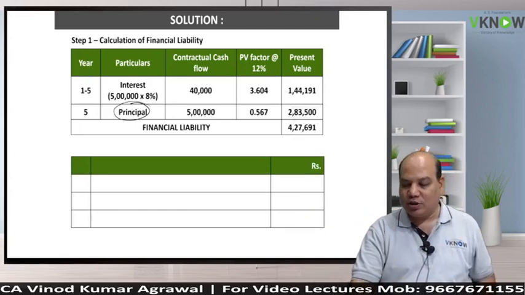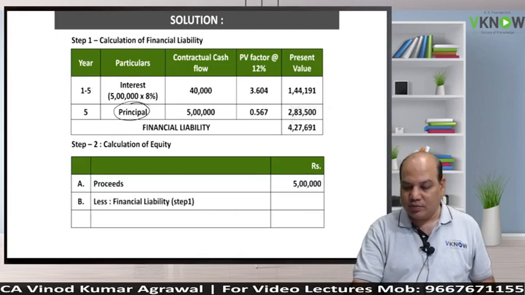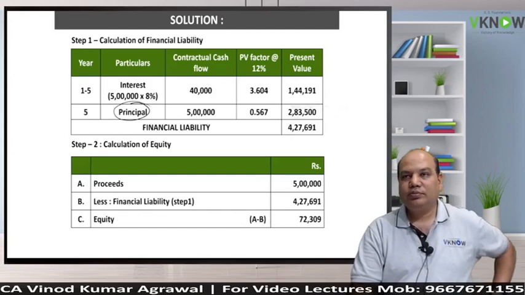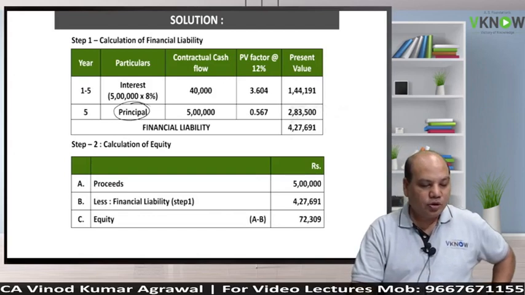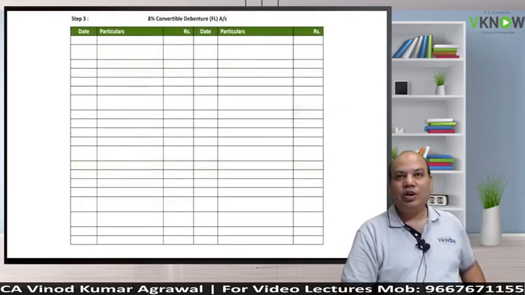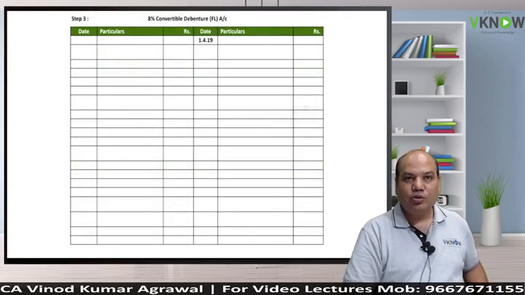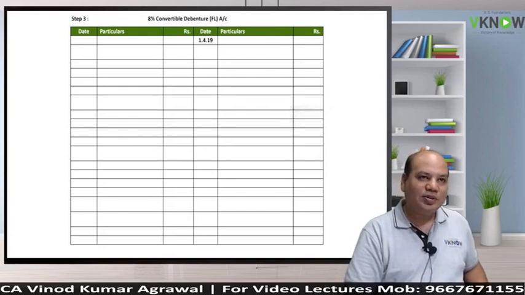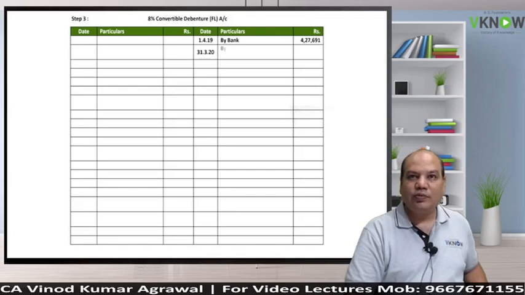So 427,691, equity balancing figure 672,309. Good news, no transaction cost. If no transaction cost, no need to recalculate the EIR. So what I'll do for a better understanding, even though they have not asked for the ledger, we will prepare the ledger. The ledger will help you to have an overall understanding of the situation.